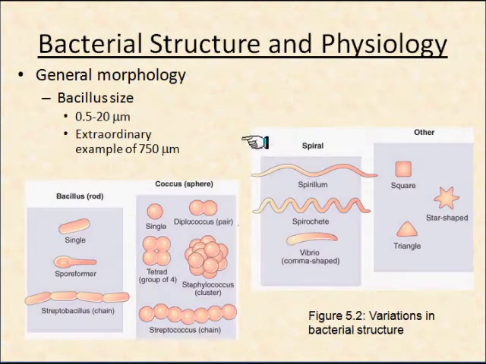General morphology, they are very small, 0.5 to 20 micrometers. There is a very large sample, which was measured at 750 micrometers, or microns, I'm sorry, which is just about half the size of a period on a piece of paper. At that size, it is actually visible with the naked eye.